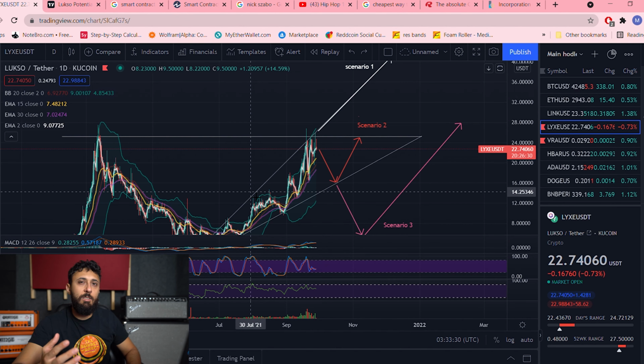Now, this is scenario 3. I don't want to say the ideal, but it kind of is the ideal. It's the scenario that I wouldn't mind seeing play out, if the whole market does another little pullback. This is in the scenario where Bitcoin pulls back as well, by the way. So if Bitcoin and Ethereum pull back, that would bring us into double bottom territory.